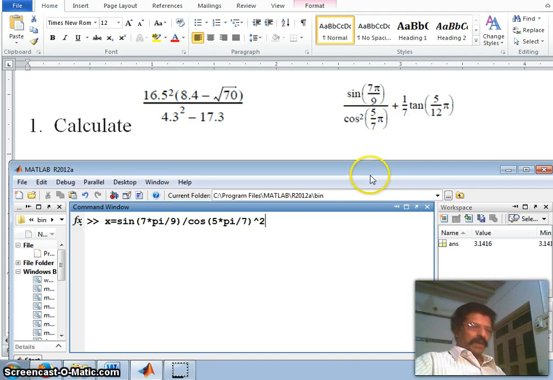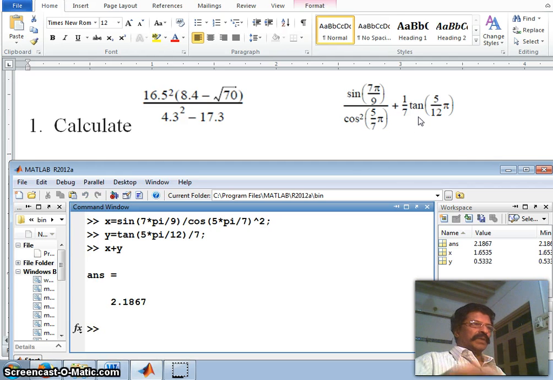square. Alright, this is my x, and my y value is equal to this one: tan of 5 into pi divided by 12, this is inside tan, then the entire thing is divided by 7. Alright. Now I want x plus y, therefore x plus y is equal to this. The value of this expression is 2.1867.